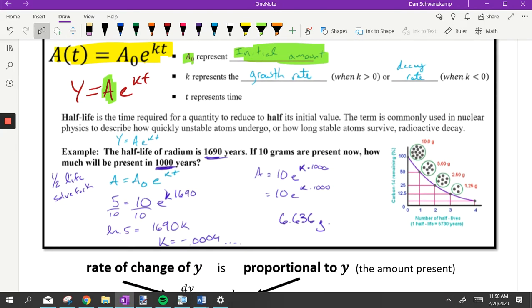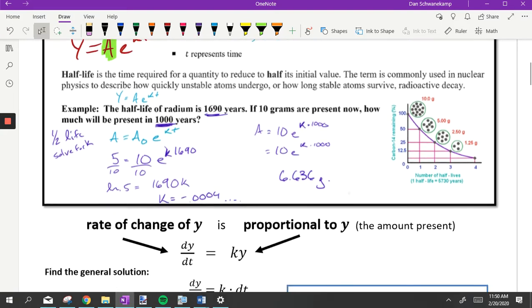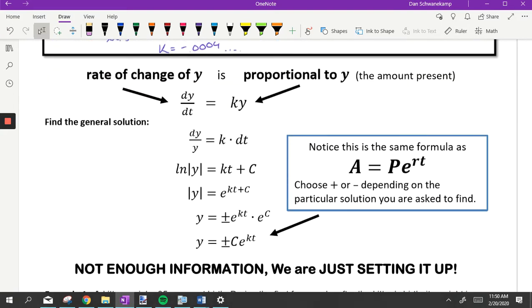I did a half-life problem here. It's worked out for you. You can go back and look at it if you need it. Yesterday in Bellwork, we talked about a rate of change being proportional to some number. If you are proportional, that just means you're multiplied by it.